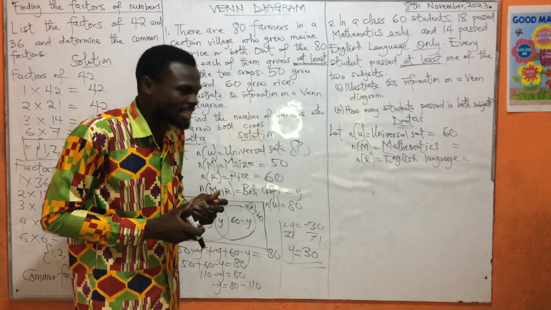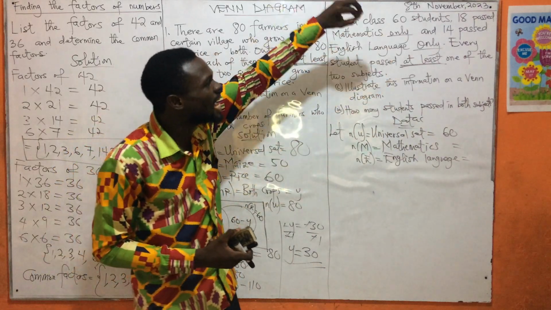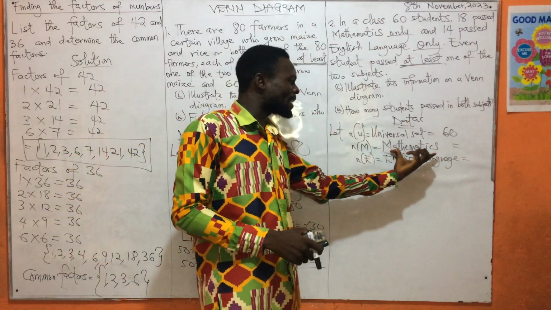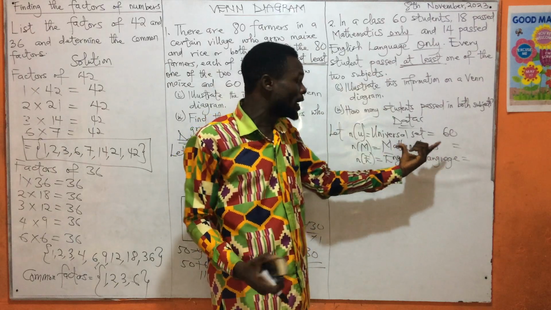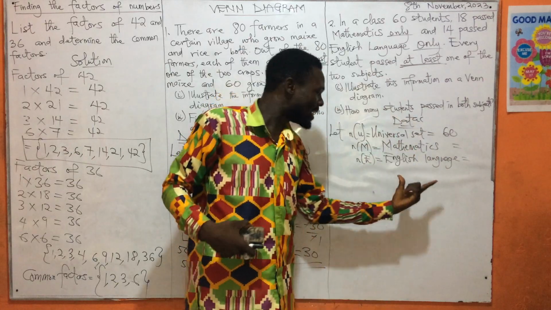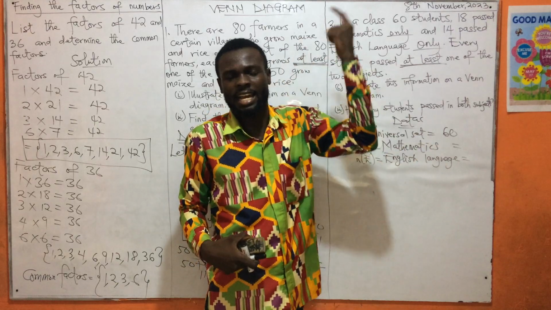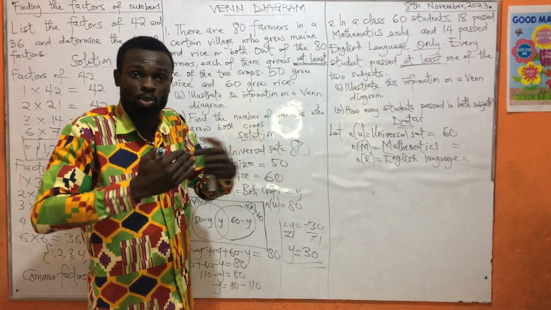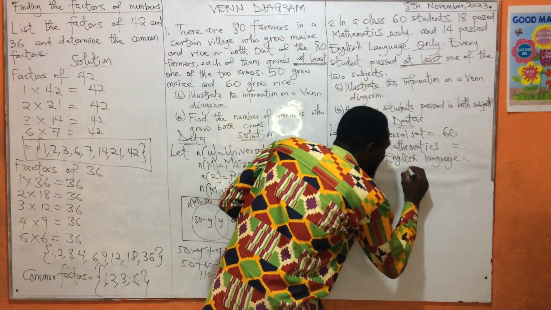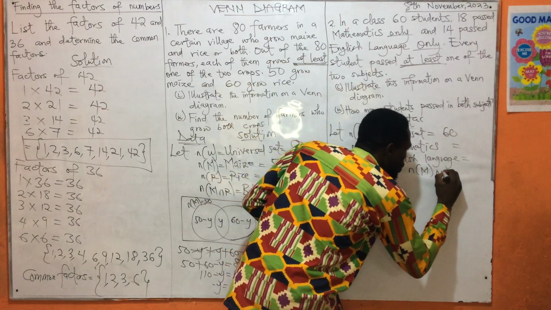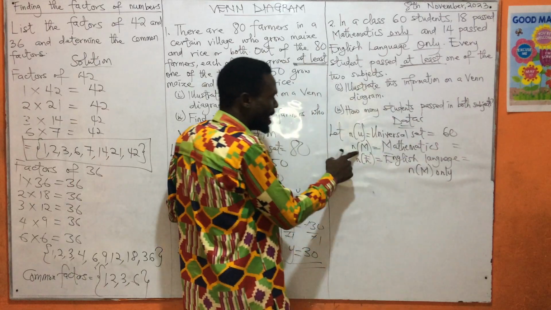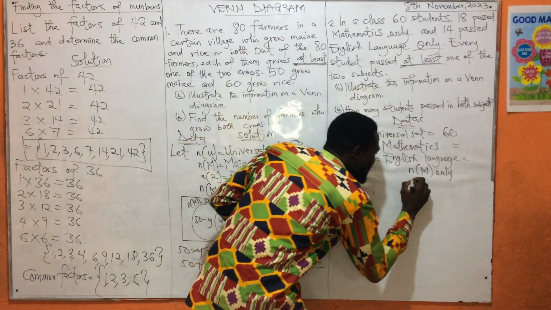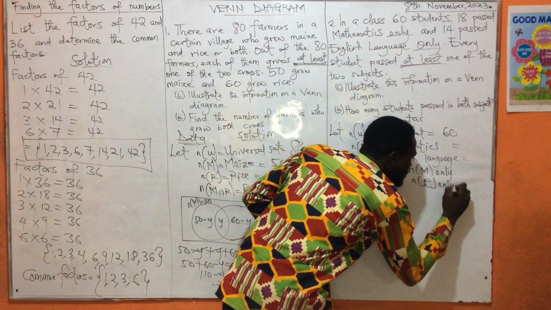Now let's look at the difference here. They are saying that 18 pass mathematics only. So you don't write the 18 here. This mathematics here may include students that also did English. And this English here also includes students that did mathematics. So therefore, to be safe, let's write the only separately. Or we can just write the number M only, because we know that the number M means mathematics. So the number M only, that is mathematics only. Then the number E only.